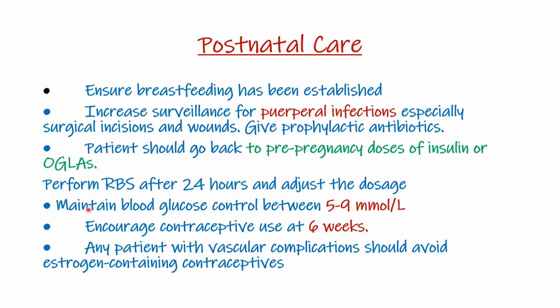So in addition to that, our target is to maintain blood glucose control between 5 to 9 millimoles per liter. You encourage this patient to take contraception at 6 weeks because we said pregnancies for these ladies have to be planned. So to avoid unplanned pregnancies, then you advise contraception at 6 weeks.